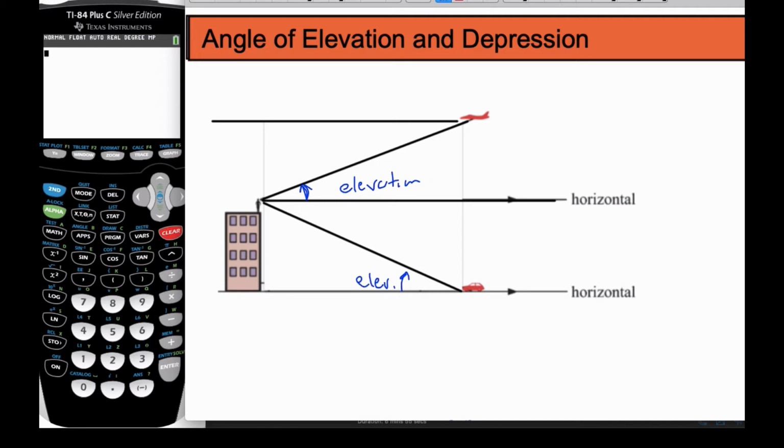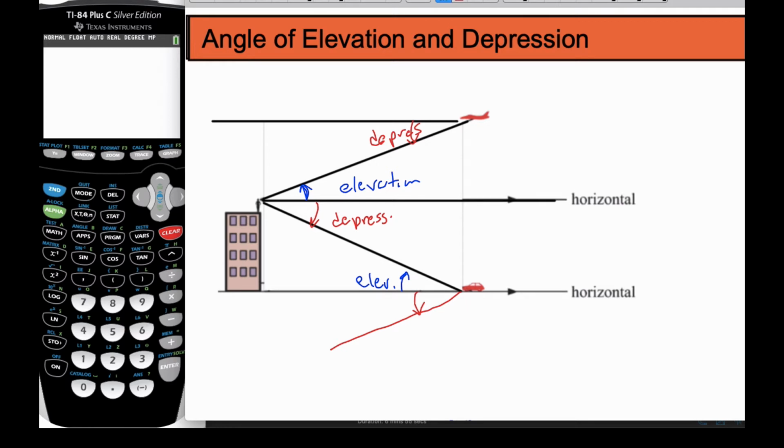However, if I'm standing at the man and I go from the horizontal down, this angle here is called the angle of depression, so the horizontal downwards. From the airplane, horizontal downwards, this is the angle of depression. And imagine if the car could look into the earth, this would be the angle of depression, always from the horizontal down.